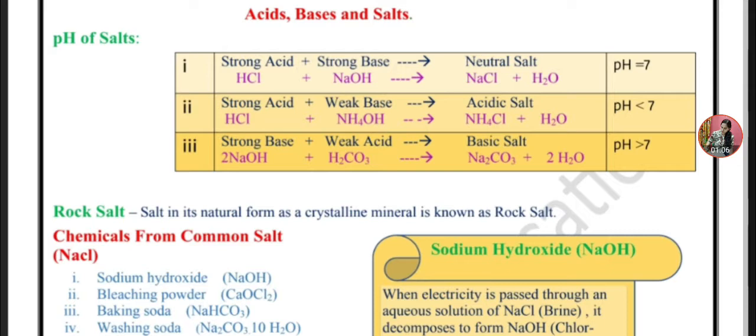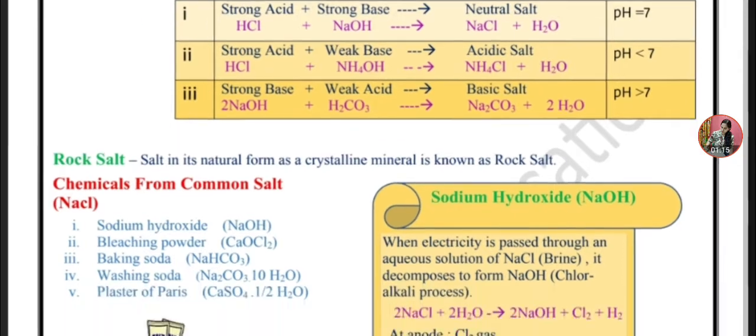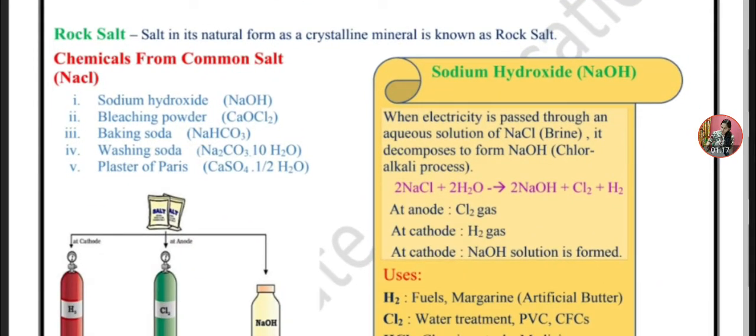I think this table is clear to you, how we can describe the nature of the salt and how we relate it to the pH. Let's move on. Now we talk about the salts. First is our rock salt. When we find the salt in its natural form, it is in a crystal form, and this crystalline mineral is known as rock salt.